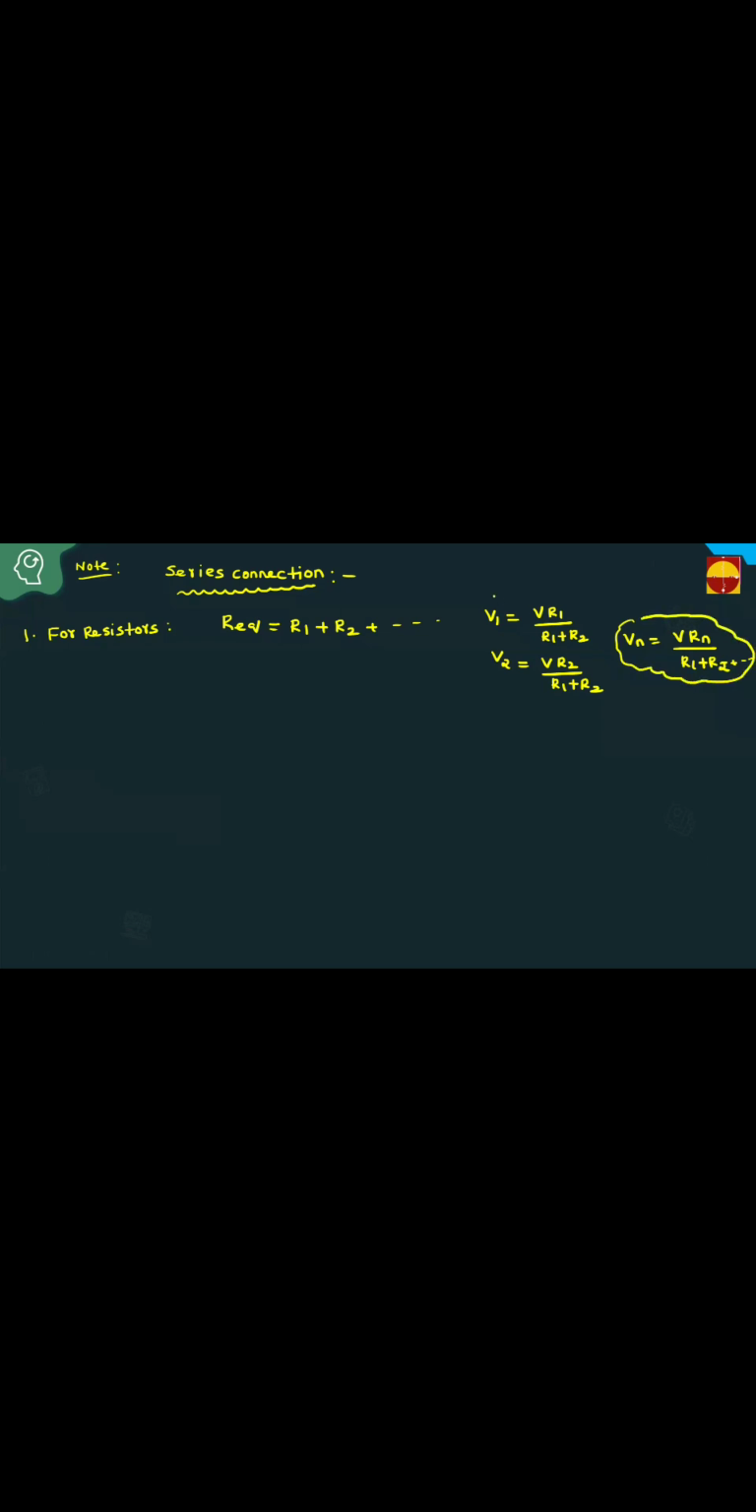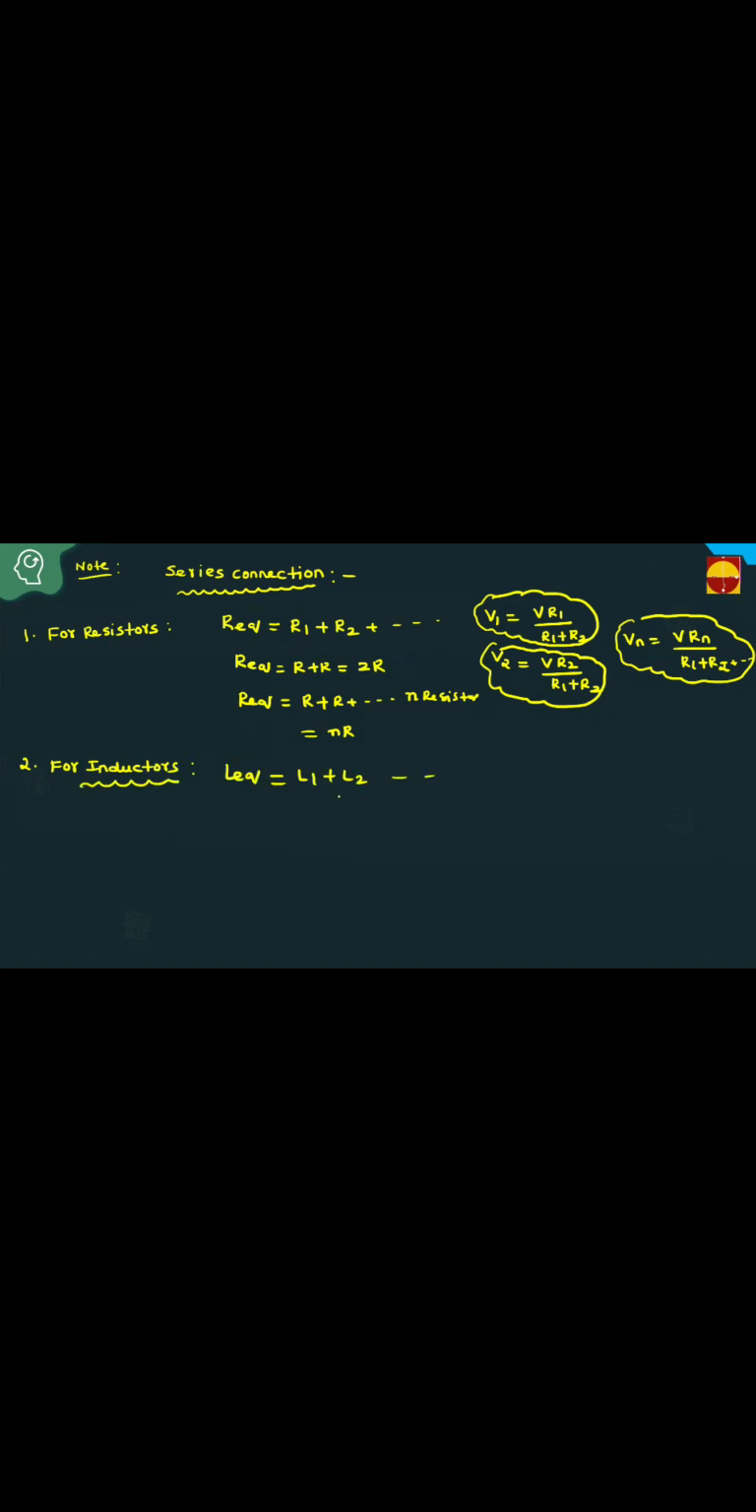This formula is mainly for series connection. R equivalent equals two equal resistors, R plus R, that is 2R. For N equal resistors, R plus R and so on, N resistors, that equals NR. For inductors, L equivalent equals L1 plus L2 plus and so on. Two equal inductors, L plus L, that is 2L. N equal inductors, L plus and so on, N inductors, this is equal to NL.